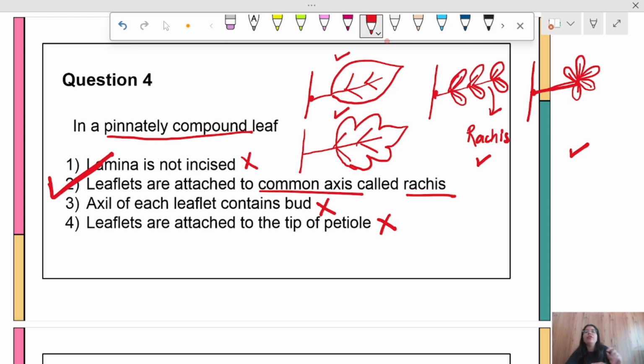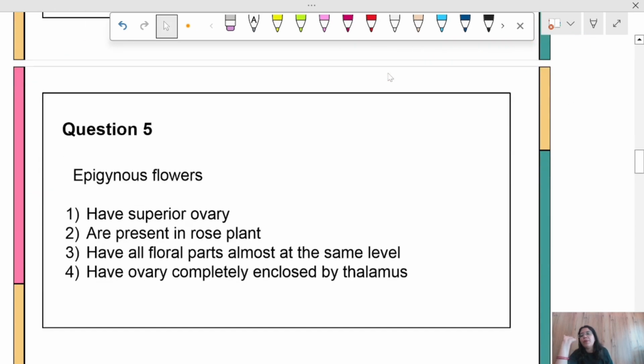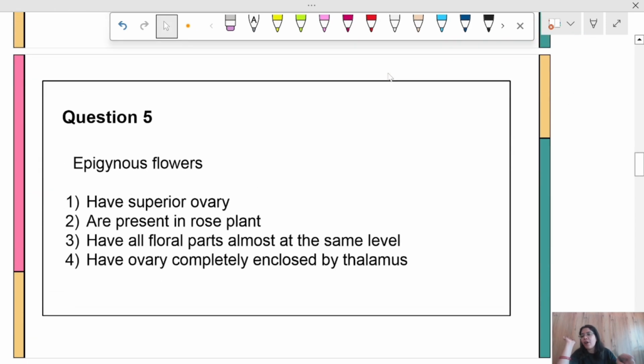So option number 2 we have to choose. All the leaflets are attached on a common axis. If common point is mentioned, then it is wrong. Common axis, rachis, and all the leaflets are attached on that common axis. Understood? Option number 3. Epigynous flowers have superior ovary, are present in rose plant, have all floral parts almost at the same level, and have ovary completely enclosed by thalamus.